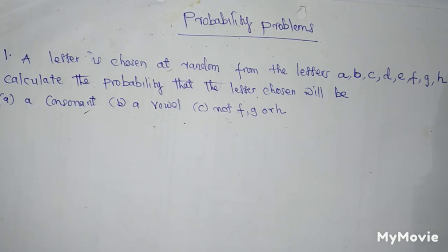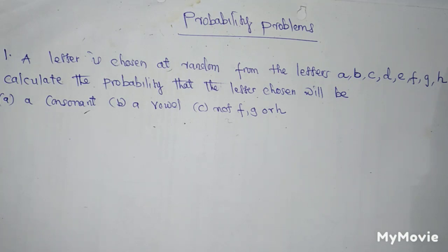Okay, so we're going to solve probability problems. We're going to solve two probability problems in this video. A letter is chosen at random from the letters A, B, C, D, E, F, and G. Calculate the probability that the letter chosen will be a consonant. From the previous video, we learned that probability is the likelihood that something will occur. It's the chance of something happening.